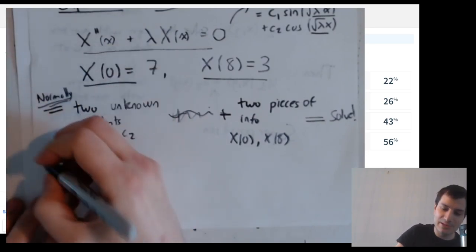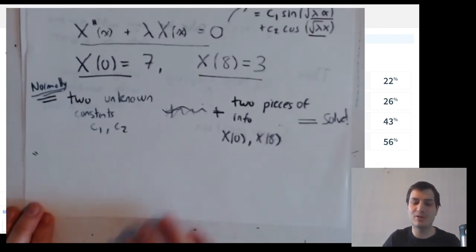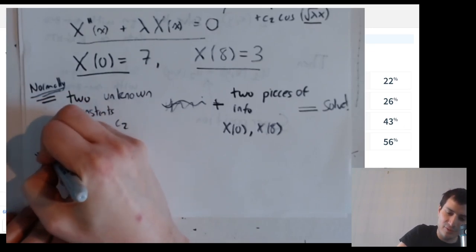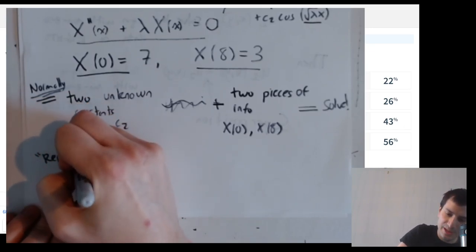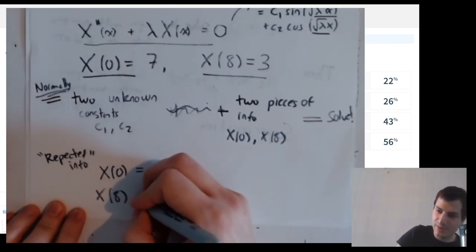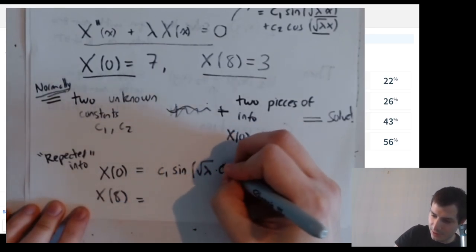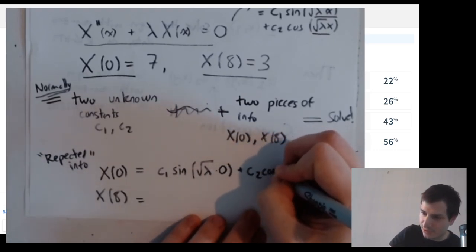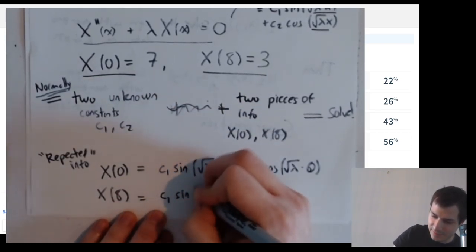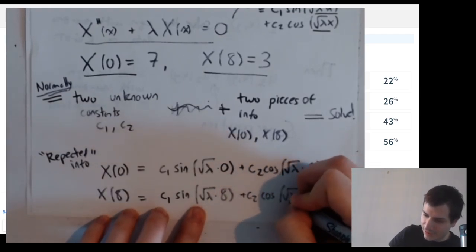So this is normally what happens, but there's this degenerate case, which maybe you haven't heard of. I was assuming you'd heard it before in linear algebra. It's the situation where you have repeated info, if x of 0 and x of 8 are giving the same thing. So x of 0 is C1 times the sine of square root of lambda times 0 plus C2 times the cosine of square root of lambda times 0. And x of 8 is C1 times sine of square root of lambda times 8 plus C2 times the cosine of square root of lambda times 8.